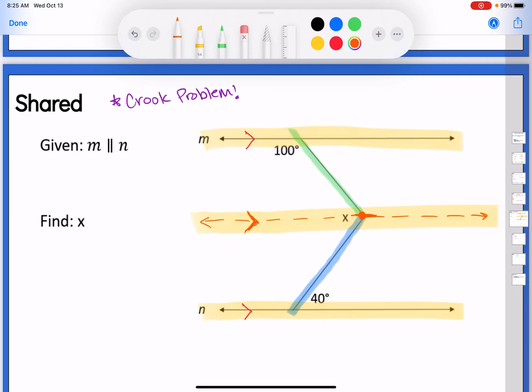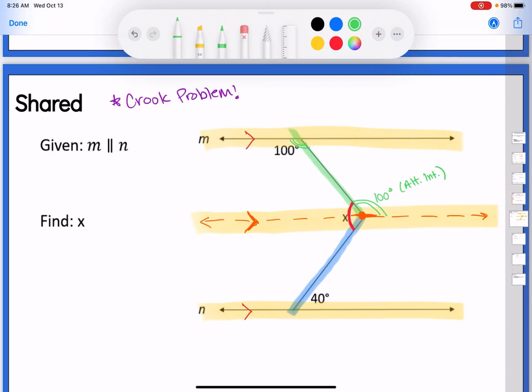And now I've broken my picture into two different sections. I'm still trying to figure out the measure of this whole angle X, but I'm breaking it into two sections. If I look at the top with my green transversal, I see 100 degrees marked here. Can you see one of our special types of angles? A lot of people right away see alternate interior angles. So they say this one is 100 degrees as well because it's alternate interior.